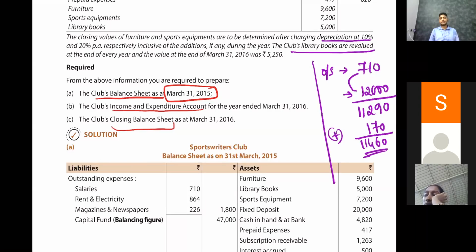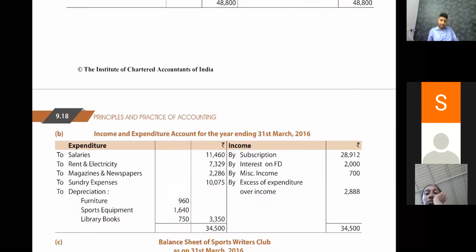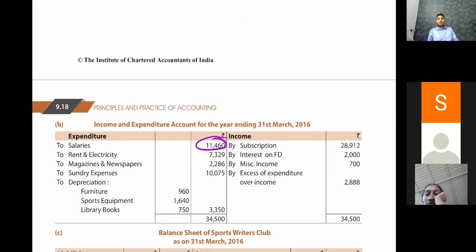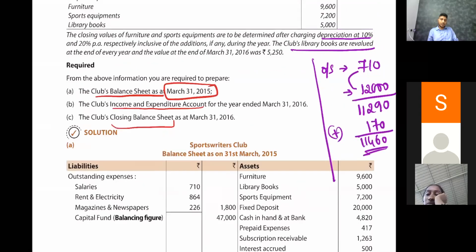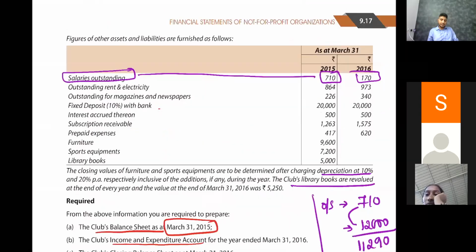11,460. So this year's salary will become how much? It is, no, somewhere it is, correct, 11,460. So this is current year's expenditure of salary. You'll note salary is 11,460. With the same logic, do for all the items and prepare an income and expenditure account. Prepare income and expenditure account.